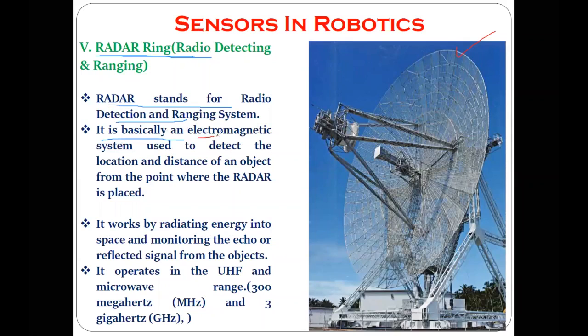So it is basically an electromagnetic system used to detect the location and distance of an object from the point where the radar is placed. Radio waves can be released from this radar, and from these the radar can determine the location and distance of the object which might be present anywhere in the environment.